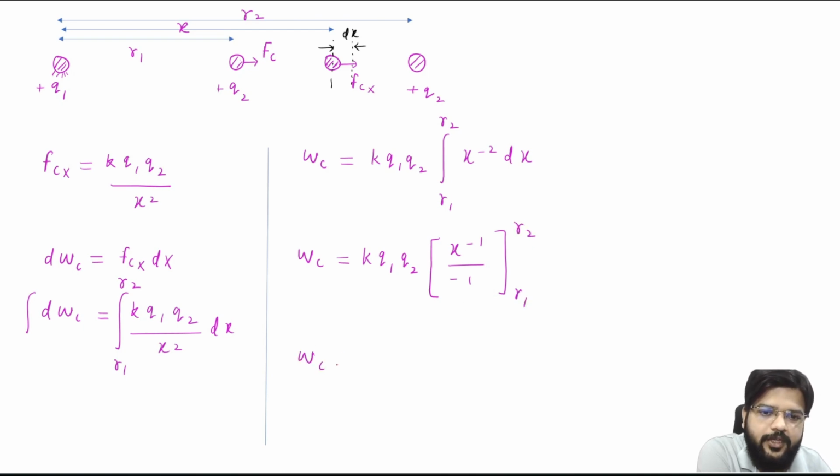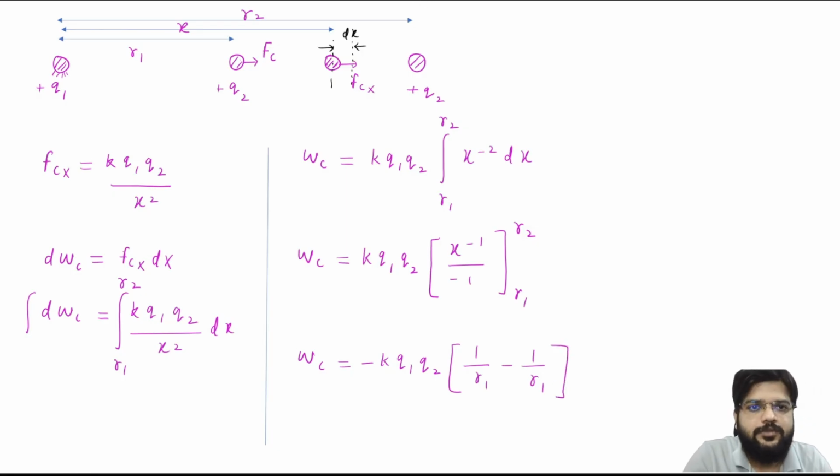Now you can do one more thing: put the negative sign outside this bracket. So we have minus k q1 q2, and x power minus 1 can be written as 1 by x. So this is 1 by R2 minus 1 by R1, correct? So now we have this thing.